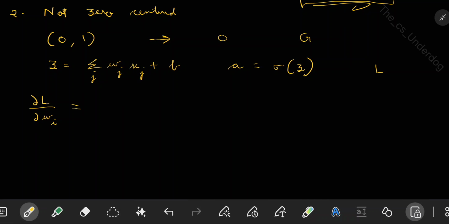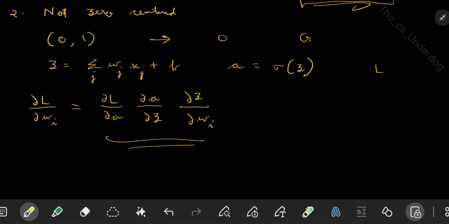Instead of directly finding del L by del Wi, what you can do is take del L by del A. This will make it easier, okay? Into del A by, what is this A? It is the activated value. Del A by del Z. So Z is this. And then you can take the derivative of del Z with respect to Wi, del Wi. This is how you can find del L by del Wi. Next, let us understand how each of these terms changes, what values they can take.